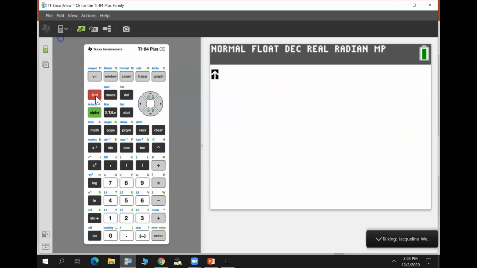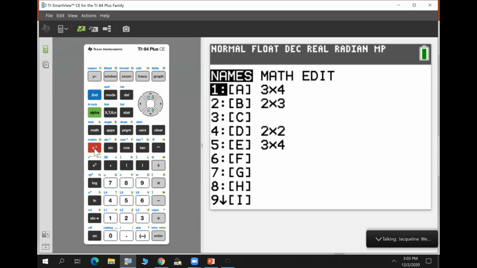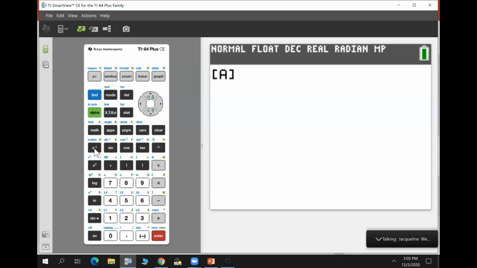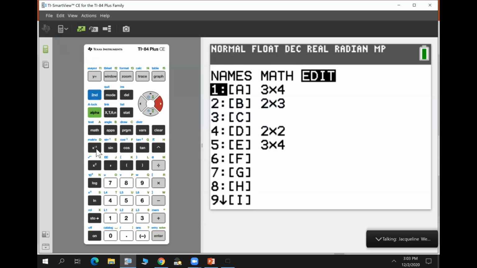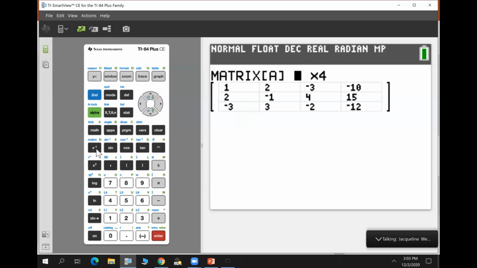All right, so we're going to go to second, x to the negative 1. That's our matrix button right there, lit up in red. And I'm going to choose that first one right there. Just kidding. I'm going to go over to edit and then choose that first one right there. And I have a 3 by 4. So I'm going to tell it 3 by 4. And then I'm going to enter those values from our augmented matrix. All right, so go ahead and put those in if you have not already.